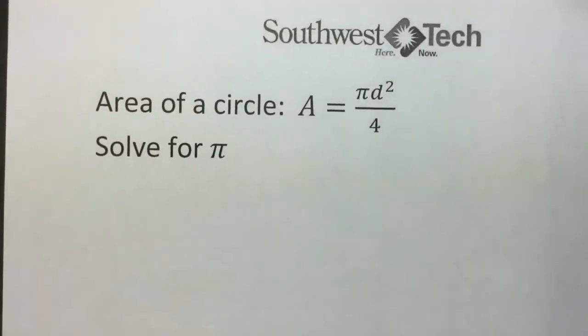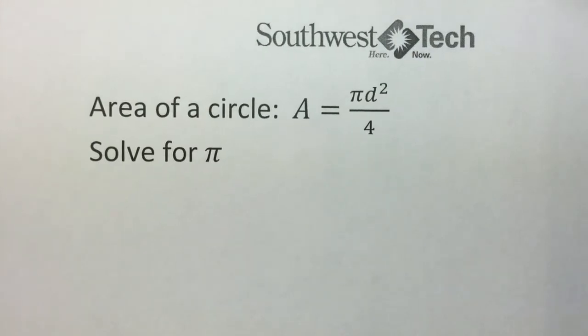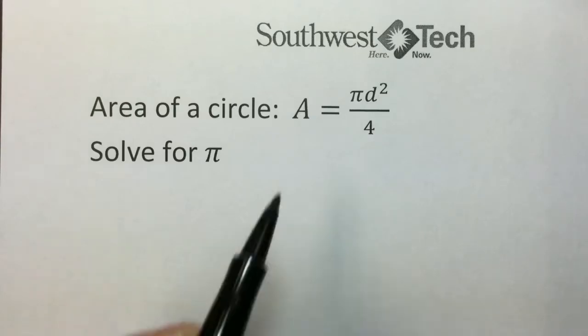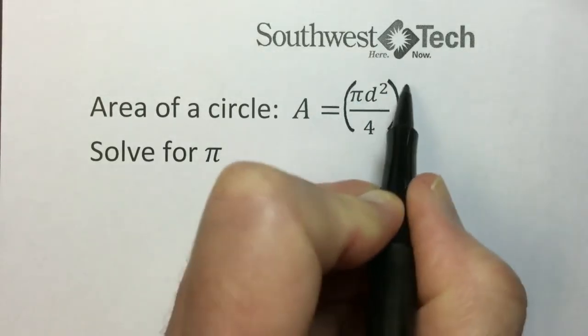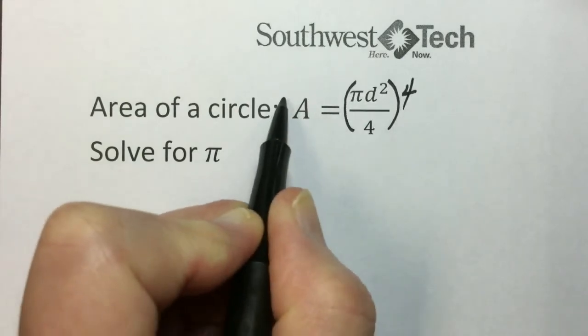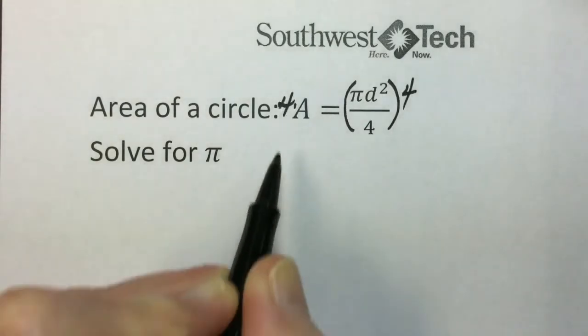In this example, they're asking us to solve for pi given the formula for the area of a circle. When we use the equation solving procedure, the first step is to eliminate fractions. And the same thing is applicable here. Any equation with a fraction always appears to be more difficult, but we have only one denominator, it's 4. I'm going to multiply both sides of the equation by 4.